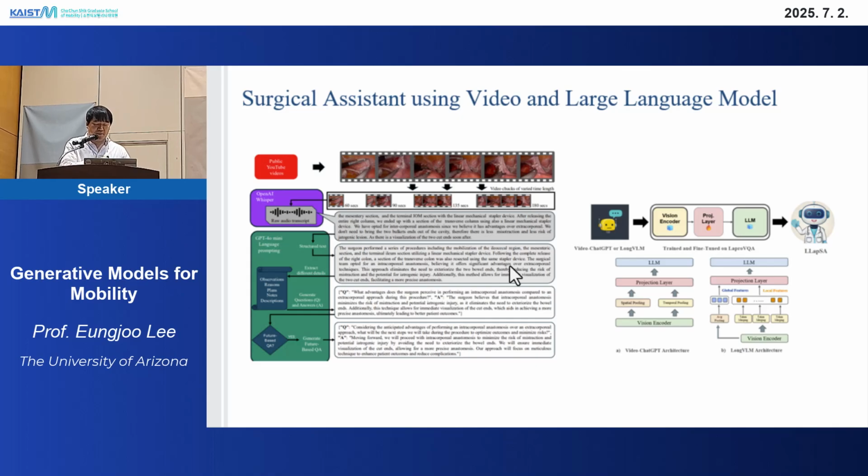This is a collaborative work with Johns Hopkins, and they had a clinician who has in-depth knowledge about this endoscopic data, and they pretty much valued what we have done. So hopefully we can release this paper in the near future.